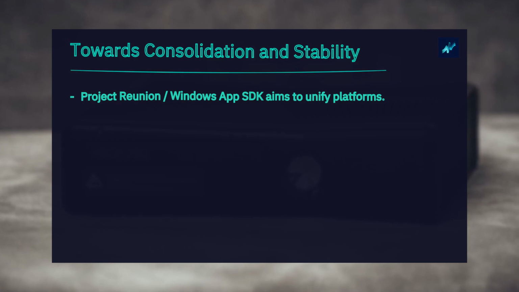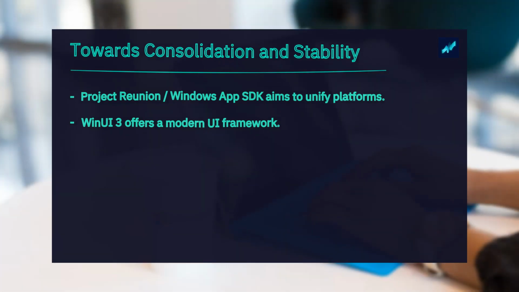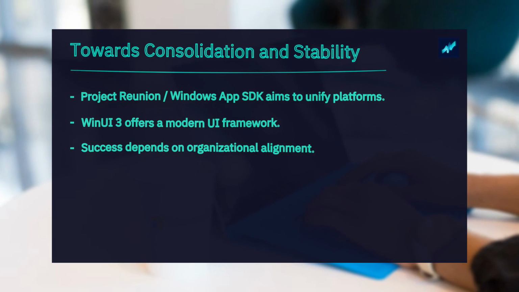What does this mean in the short term? It means continued uncertainty and fractured ecosystems. Investment in some technologies stalls while others rise, forcing constant learning and retooling. For businesses, this can translate to higher development costs, slower innovation, and difficulties maintaining legacy applications. For users, inconsistent app experiences and missed opportunities for seamless integration.